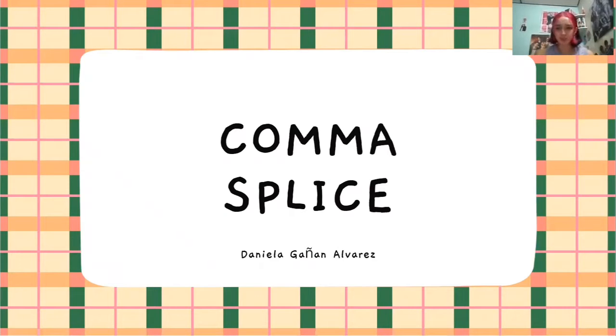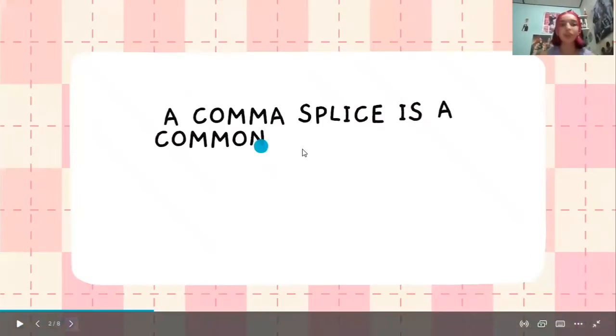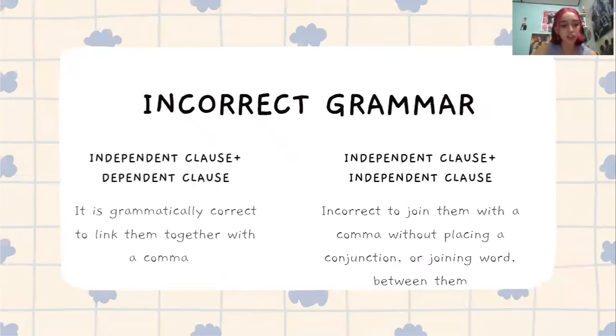And you may wonder, what is a comma splice? Well, a comma splice is a common grammatical error in the English language. While it's grammatically correct to link an independent clause and a dependent clause together with a comma, joining two independent clauses together with a comma without placing a conjunction, a semicolon, or a period between them is incorrect.